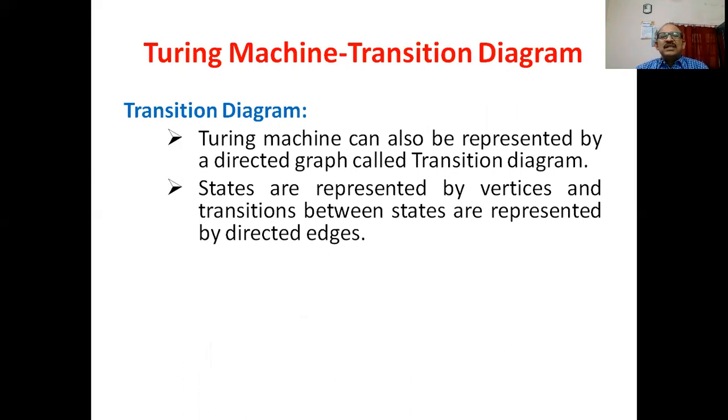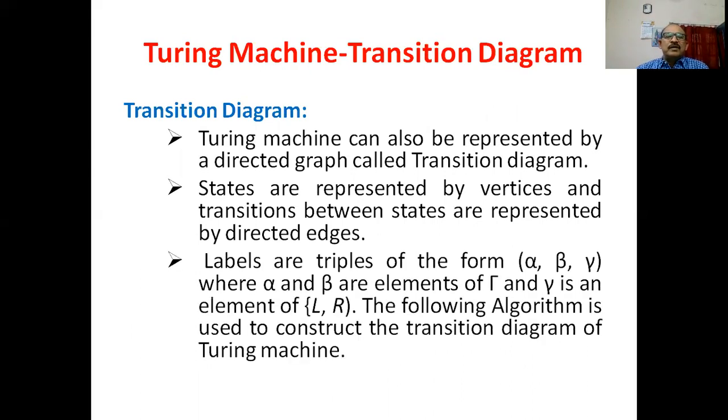States, we already know, are represented by vertices. The transitions between states are represented by directed edges. We label each arc with a triplet, three tuples: alpha, beta, and gamma, where alpha and beta are elements of gamma, and gamma is an element of L and R. The following algorithm is used to construct the transition diagram. Let us see.